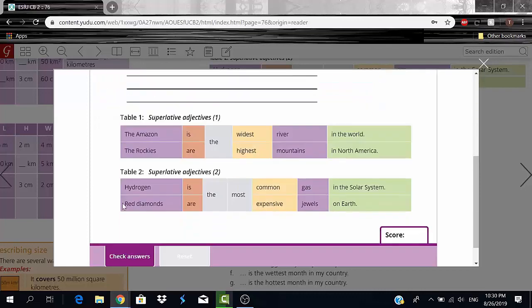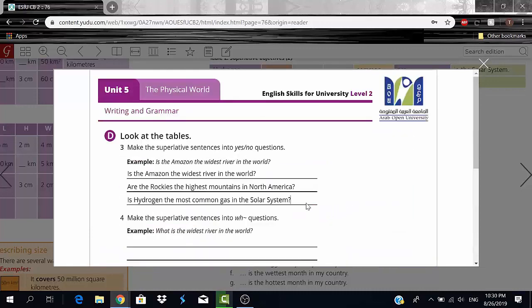Okay. And then finally we have red diamonds are the most expensive jewels on Earth. So if I'm going to say that, I'm going to say it here as well. I'll probably say are, because plural, are red diamonds the most expensive jewels on Earth? And then question mark. Okay, so are red diamonds the most expensive jewels on Earth?